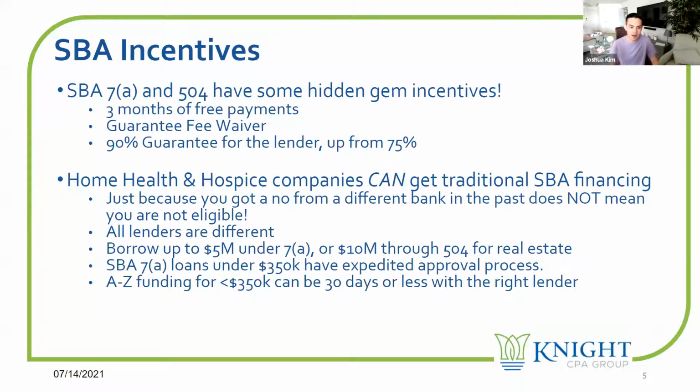So the A to Z funding process for loans below 350 can actually be 30 days or less if all your books and whatnot are in order, which if you have, Amy, I'm sure they are. Those can get done very quickly. More traditionally, whether it's a real estate purchase or whatnot, those are closer to 60 days, but they can definitely go a lot quicker if you have all your ducks in a row.